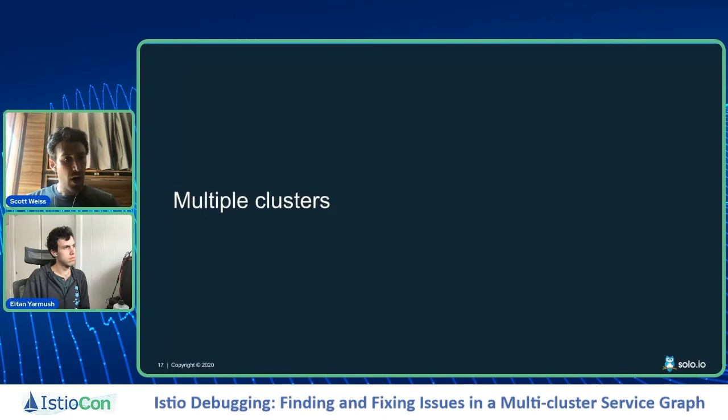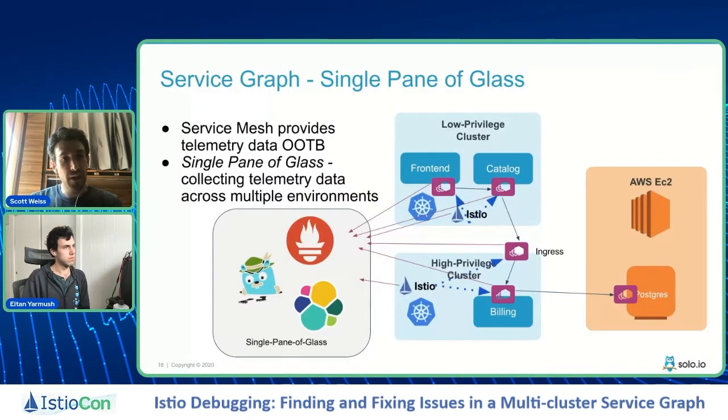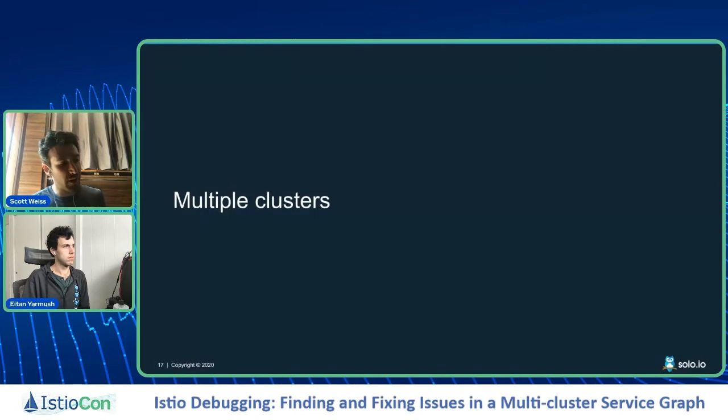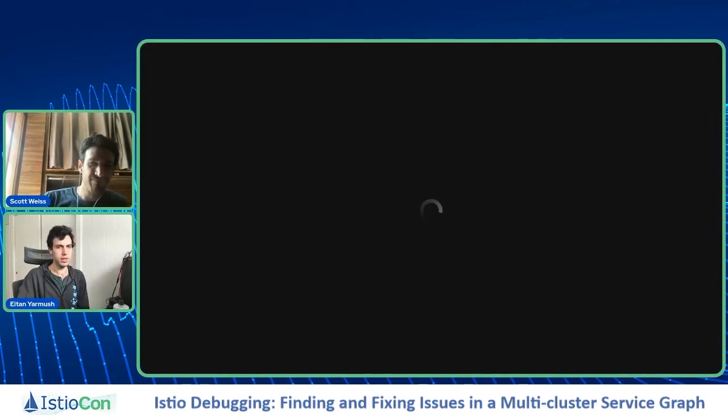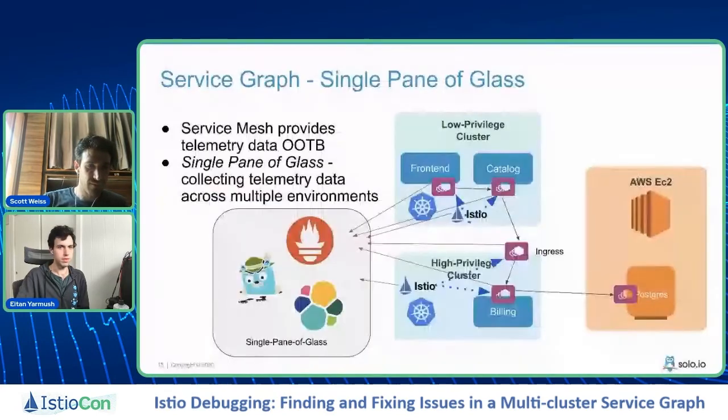So I'm going to hand it over to Eitan now to discuss how we can take these observability primitives and bring them up a level for these advanced service graph architectures. Eitan? Awesome. All right, thank you, Scott. Let's see that we are on.